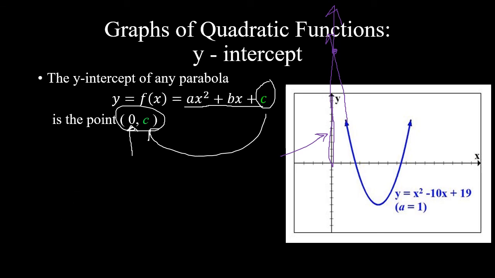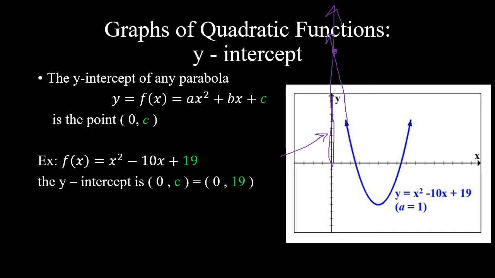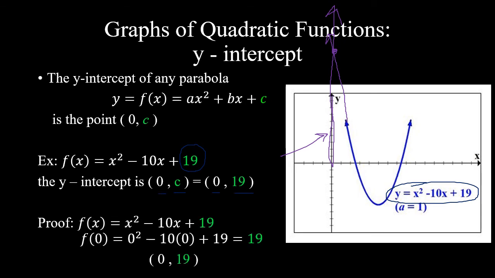Which is going to make it really easy, you guys. This is why I keep saying, always find your a, b, and c coefficients first. It's going to give you so much information. The second we find c, we've also found the y coordinate for our y-intercept. We've basically found our y-intercept. So again, if we look at the same example we've been looking at since the beginning, y equals x squared minus 10x plus 19, well, c equals 19. So the y-intercept is (0, c), which means it's (0, 19). That should make a lot of sense.